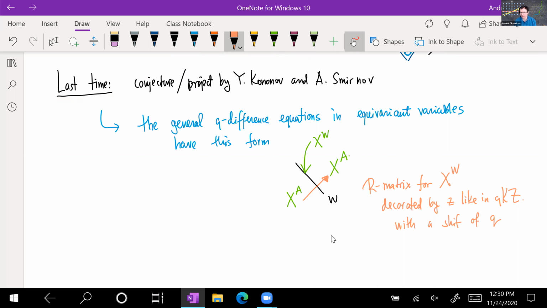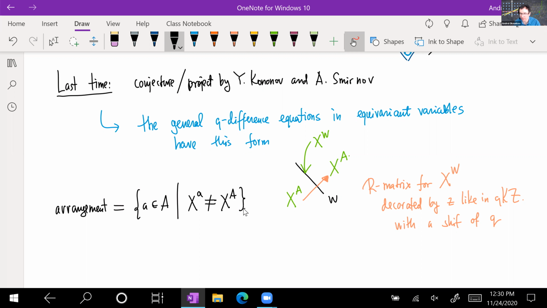Because the R matrix doesn't depend on Q, but this has to depend on some. So if I have an element in the torus, if I look for those elements of the torus that have extra fixed points, they form an arrangement. This is the elements in the torus such that the fixed loci are not equal to the fixed loci of the whole torus. It's an arrangement of translates of tori, just like I want.